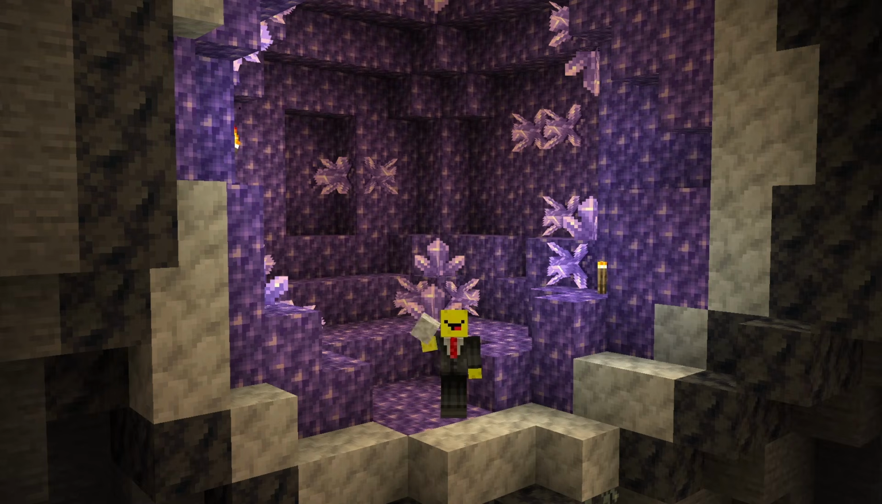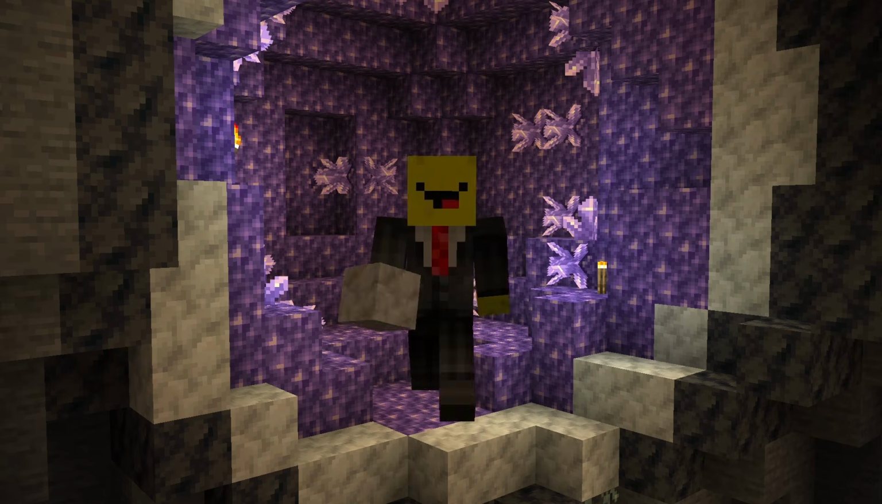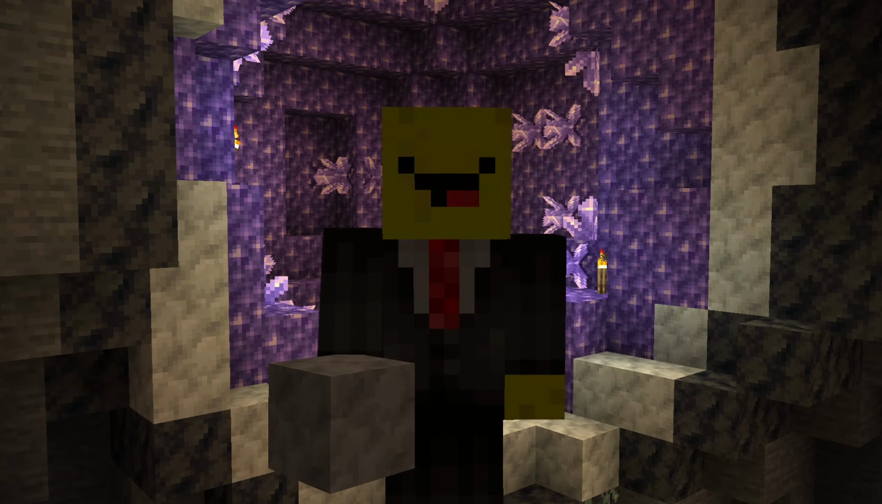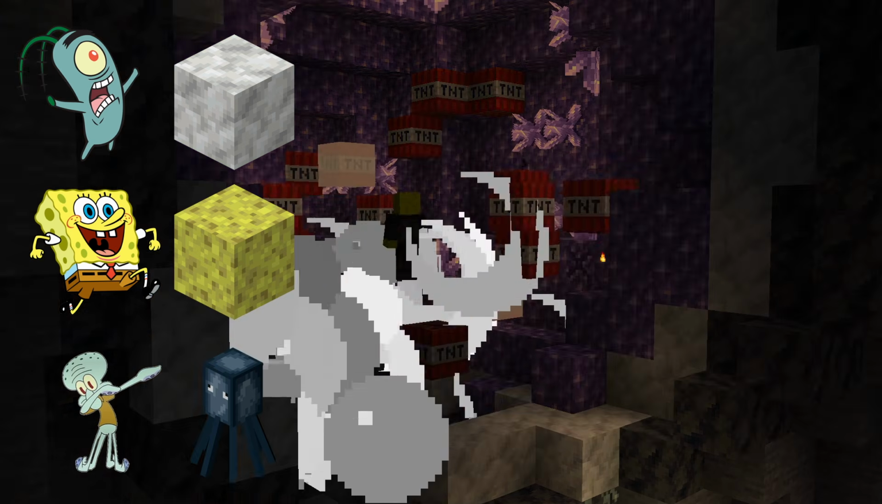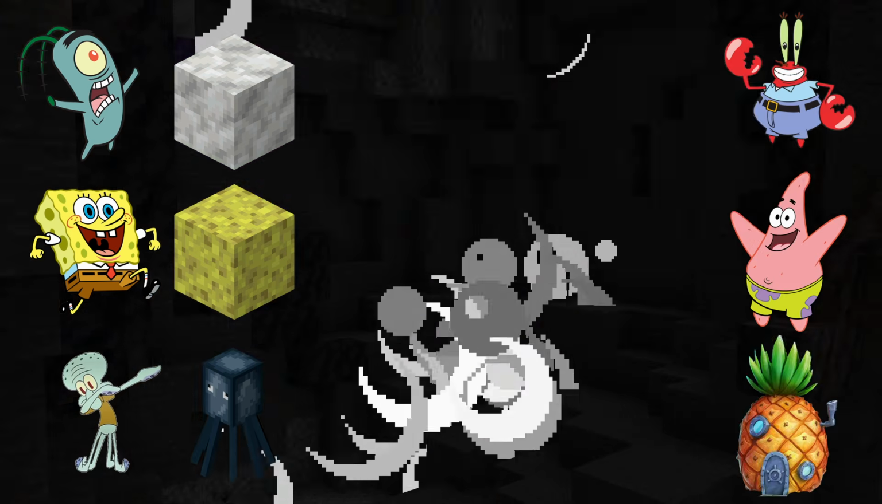One more interesting fun fact to leave you with. Calcite, the block found in geodes, isn't actually a rock, but rather a mineral. Calcite comes from dead marine organisms depositing at the bottom of the ocean and compacted over time under intense pressure. Marine organisms, such as plankton. That's right, we already have plankton, sponges, and squids in Minecraft. Next update, expect to see crabs, starfish, and pineapples. Thank you, I'm done.